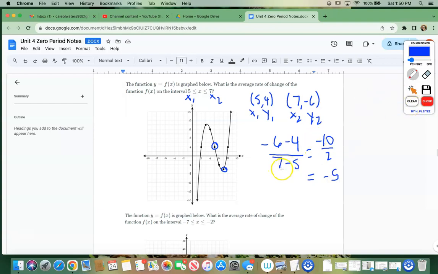Big thing that I've seen students struggle with in the past is flip-flopping one of these, where you basically end up with y2 minus 1 over x1 minus x2, where you accidentally flip that around. So be careful with that. Make sure your points always line up with the y on top of the x. So see how this y is on top of this x, and this y is on top of this x. It's a good way to check it.